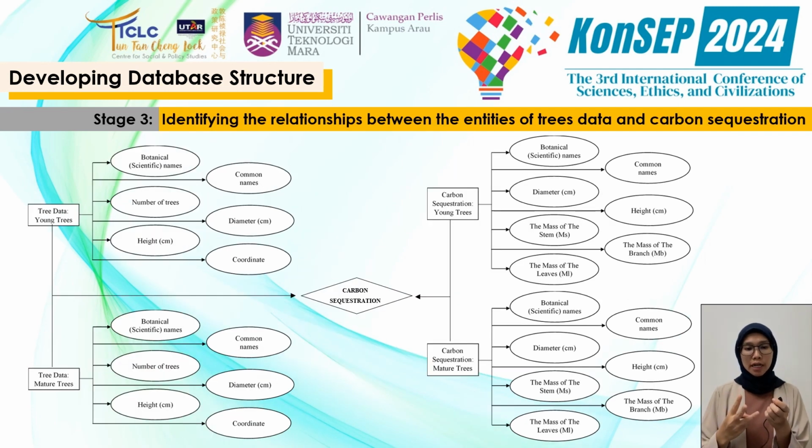Stage 3 is identifying the relationship between the entities of tree data and carbon sequestration. This stage is to determine the type of relationship that exists between the two entities. When an attribute of one entity is connected to the attribute of another entity, a relationship exists between those two entities. So the significance of the relationship is linked with that of the verb that connects two nouns or entities. In this study, the database structure represents the relationship as carbon sequestration, as shown in the figure.